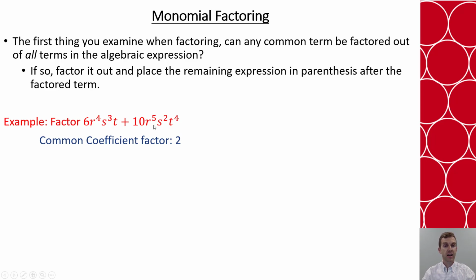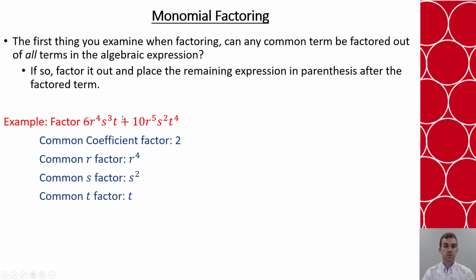When I look at my r's, I have r to the fourth and r to the fifth. They both have a maximum of r to the fourth. So I'm going to divide that out of both of those terms. With my s's, I have s cubed and s squared. So I'm going to factor out s squared because that's the most I can pull from both. And then I have a t to the first and a t to the fourth. So the greatest I can pull out is t to the first. So this becomes my monomial in front of the expression. And then what I'm doing technically is dividing each term by that monomial, and that's what's remaining inside the expression.